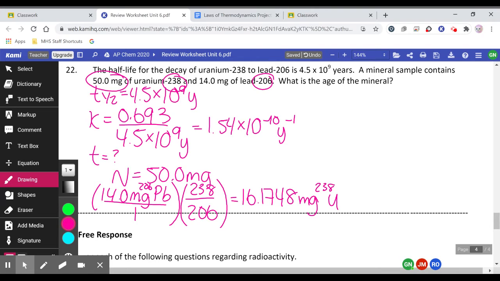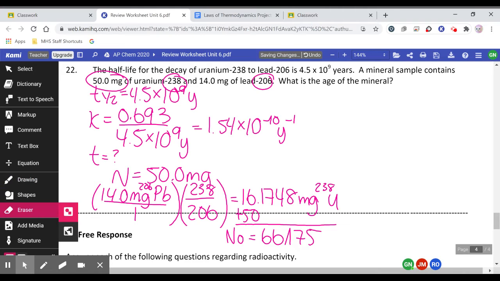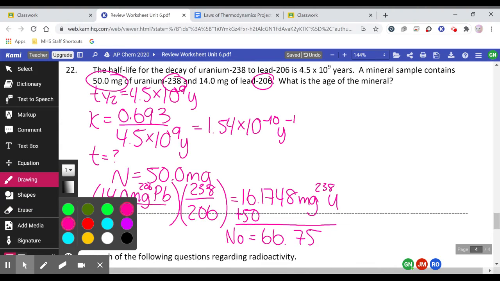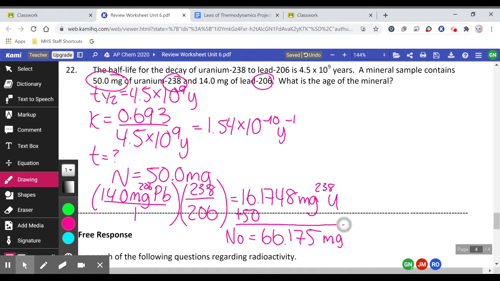So now to get our N sub 0, we need to add that to how much uranium we still have. So we're going to add our 50 to that. And so I get an N sub 0 equal to 66.175. Yeah, fix that little error there. 66.175, and that's milligrams of 238 uranium.